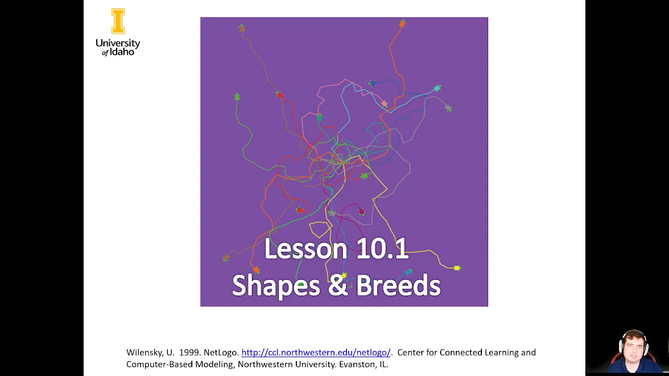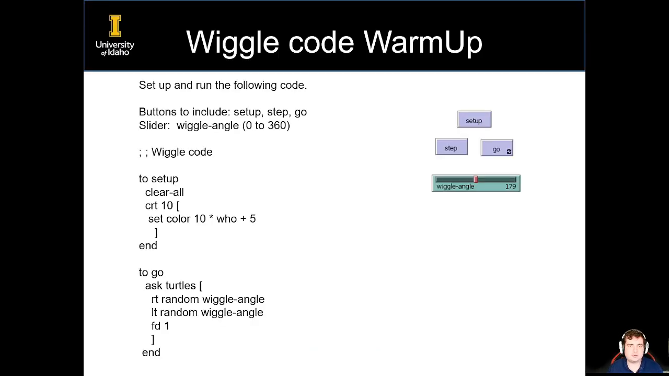This is the Shapes and Breeds lecture for Computer Science 112 from the University of Idaho. So today we're going to be talking about shapes and breeds. But before we get into that, we need to make sure that we've done the warm-up. The warm-up, you made a wiggle code, and we're going to be utilizing this code throughout the lesson. So make sure you still have that available.